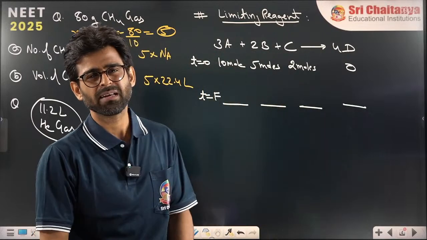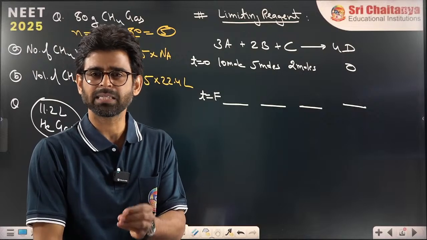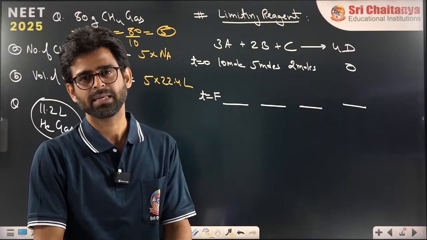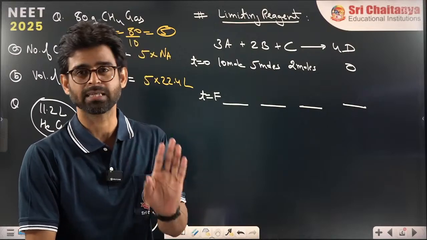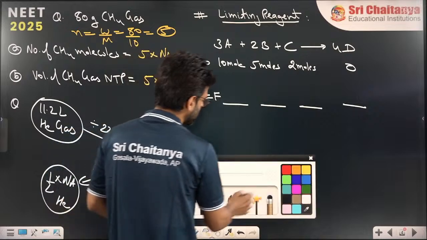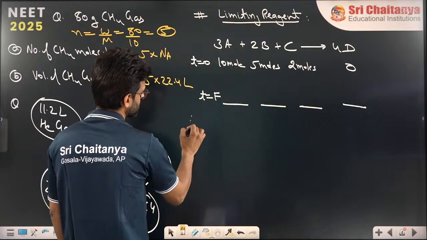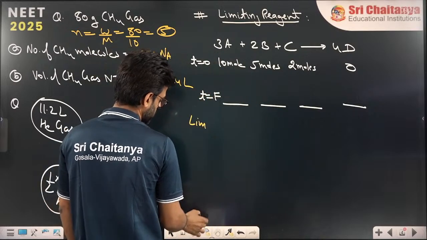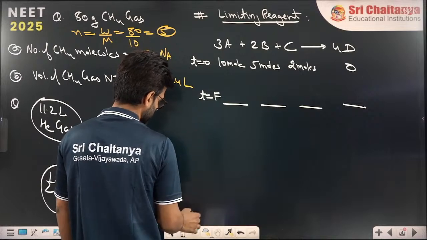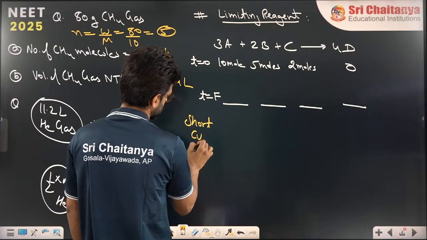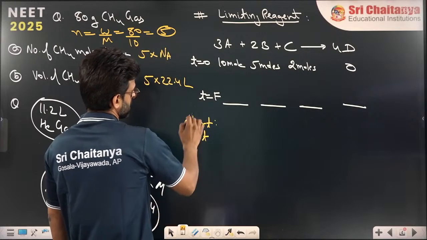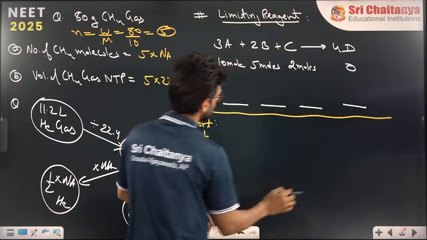Very common question. Every year in the NEET exam they are asking one question from limiting reactant, and simplest question always, N2 H2 ammonia, reaction also fixed, right? So how to find the limiting reactant? First we should know, we can use the shortcut, how to find the limiting reactant. What is the shortcut here?